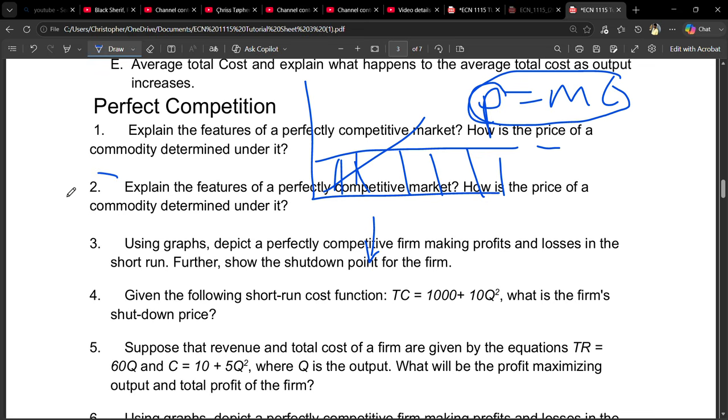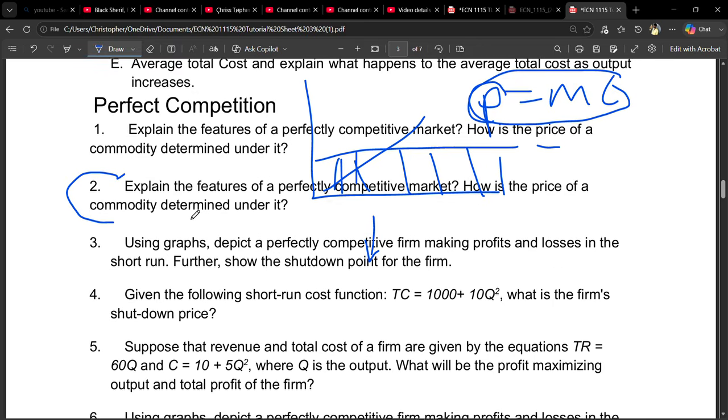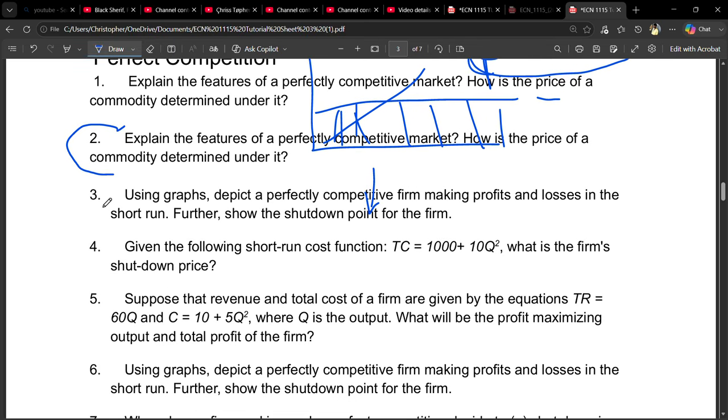Question 2, I think this was a mistake or error, so it's the same thing. Question 3: using graphs, depict the perfectly competitive firm making profits and losses in the short run. Further, show the shutdown point for the firm. So depicting where the firm is going to be making profits and losses.